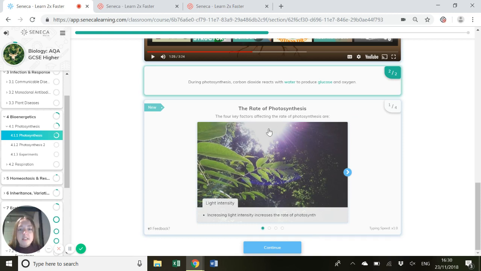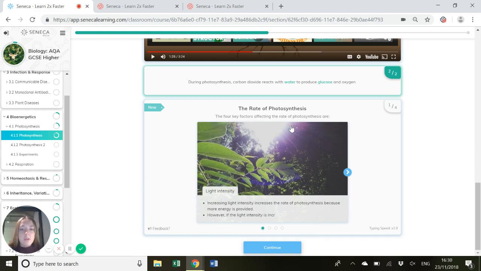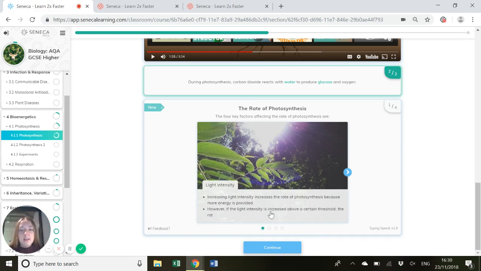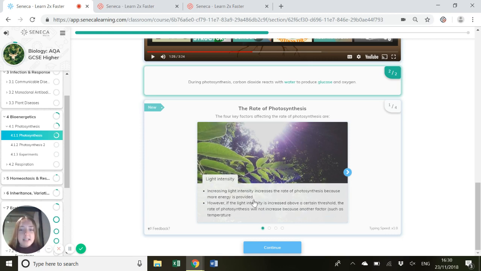So the rate of photosynthesis, this is how fast photosynthesis is occurring. So 4 key things will affect this rate of photosynthesis. So the first factor that affects it is light intensity. So increasing light intensity increases the rate of photosynthesis because more energy is provided, so the reaction can occur faster. However, if light intensity is increased above a certain threshold, the rate of photosynthesis will not increase because another factor, such as temperature, is limiting the rate of reaction. So you could have loads and loads of light, but then if the temperature is really cold, the rate's not going to increase.